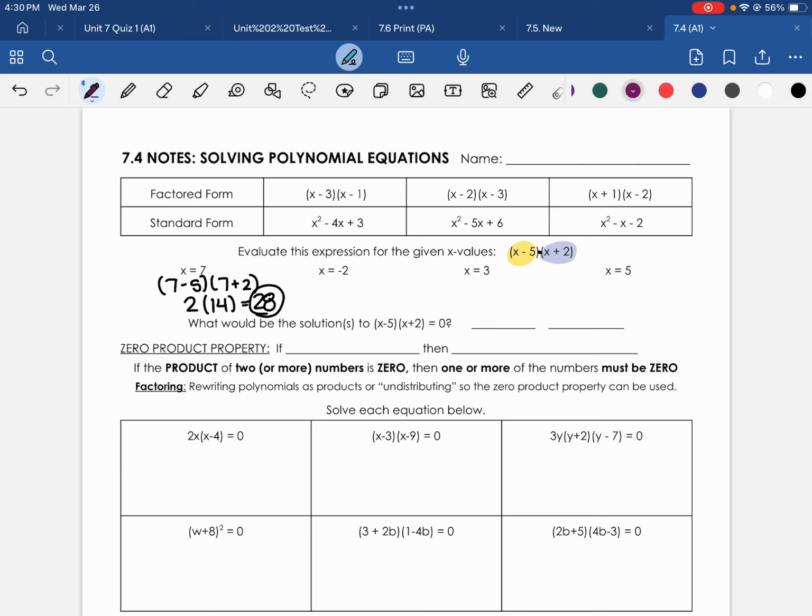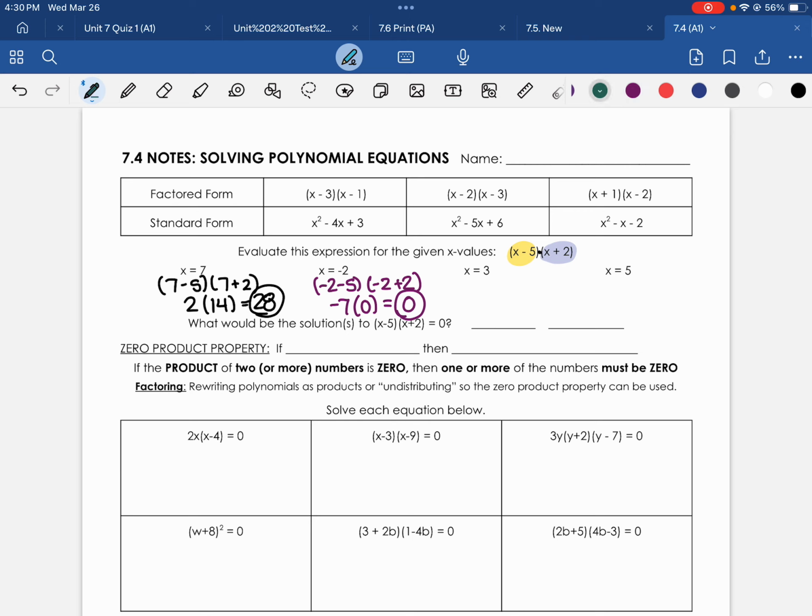The second one, I'm replacing the x with negative 2. So negative 2 minus 5, negative 2 plus 2. Negative 2 minus 5 is actually negative 7, but that doesn't end up mattering because negative 2 plus 2 is 0. And so negative 7 times 0, 0.